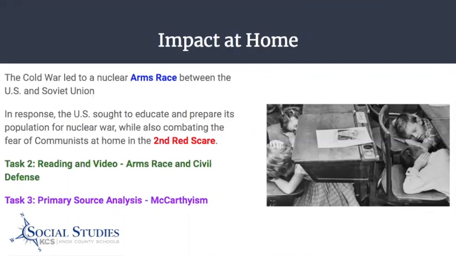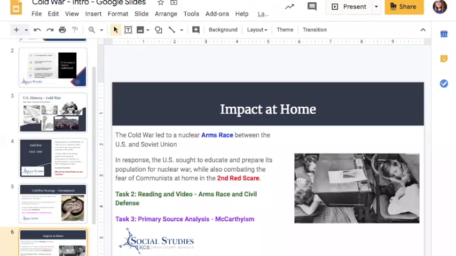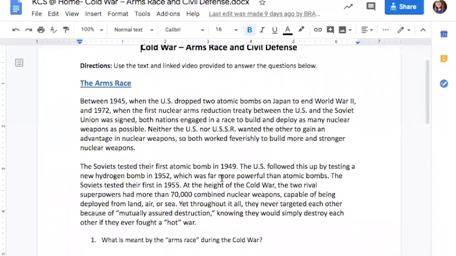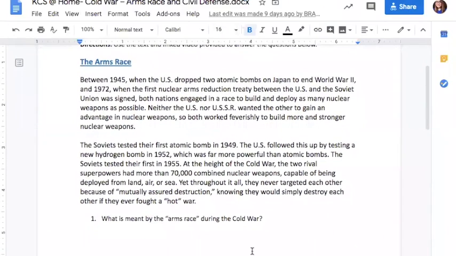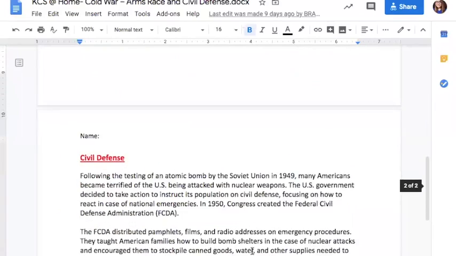So in response to this, the United States is going to seek to protect and prepare its population for nuclear war. And also it's going to combat the fear of communism at home through the Red Scare. So there will be 2 tasks that go along with this idea of impact at home. The first task will be a short reading about the arms race and civil defense. So you'll read this and answer these questions about the arms race and then move on to civil defense.